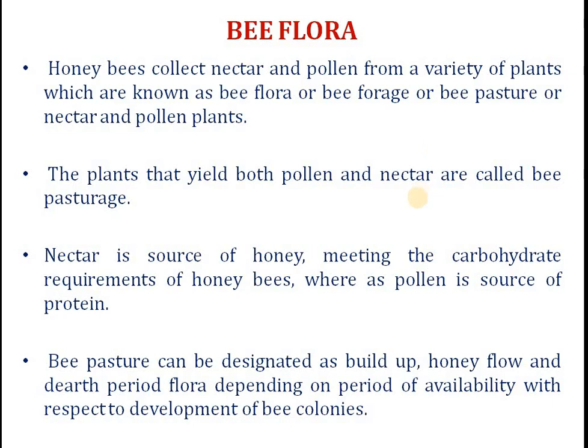Nectar is a source of honey and meets the carbohydrate requirements of honeybees, whereas pollen is a source of protein. So the bee pasture can be designated as build-up, honey flow, and third period flora, depending on the period of availability with respect to the development of a bee colony.